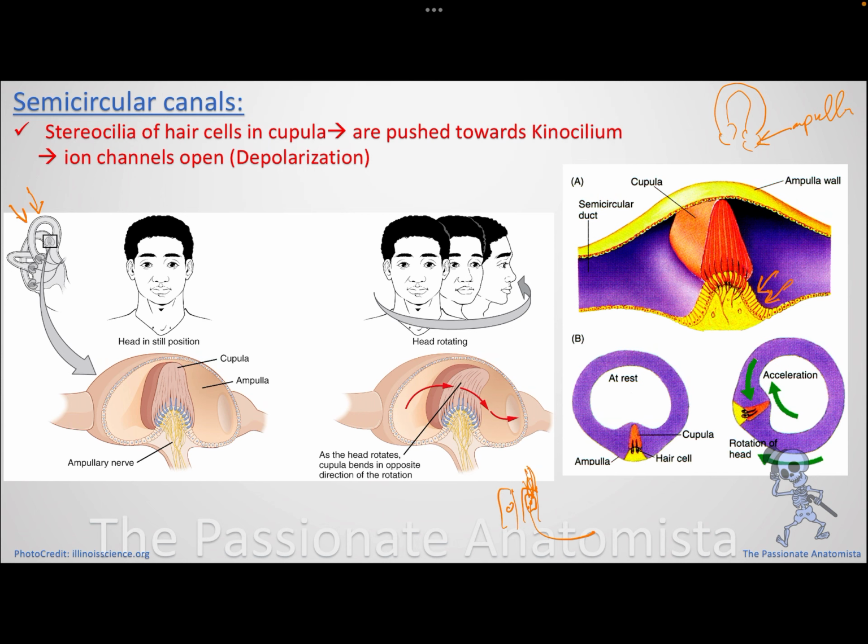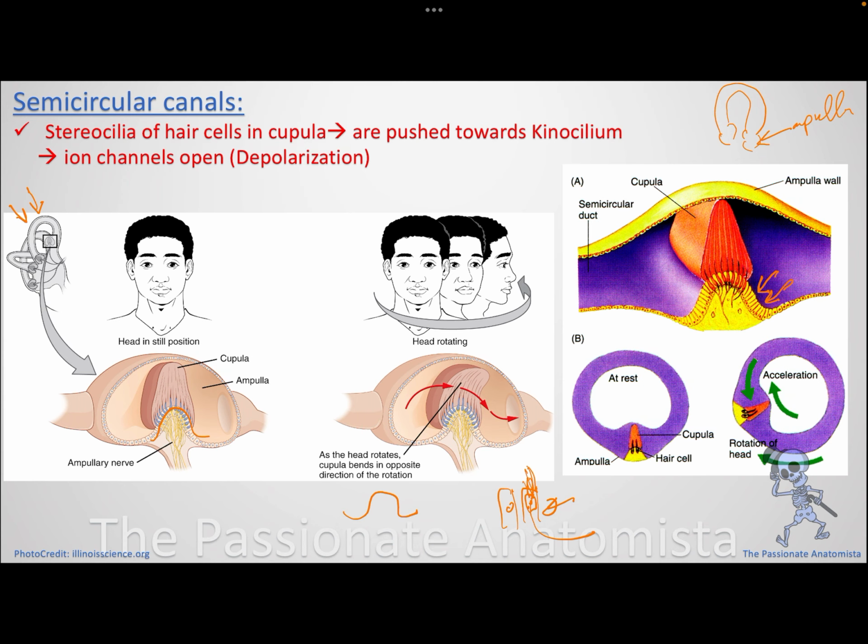All right. So what does crista ampullaris mean? The crista ampullaris, it's a crest. Can you guys see this crest? Okay, that's made by the epithelial cells inside which you have your hair cells. This is the crista ampullaris. It's a crest of cells inside the ampulla.